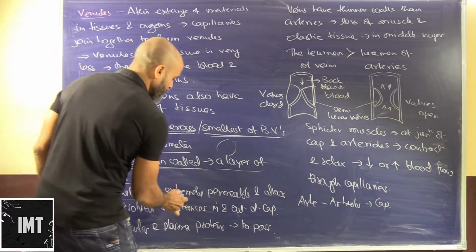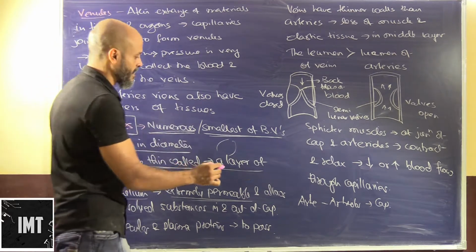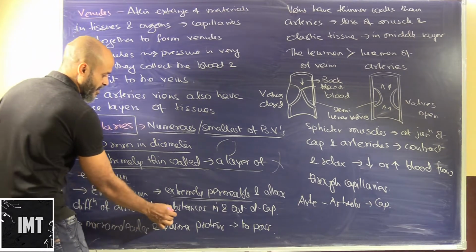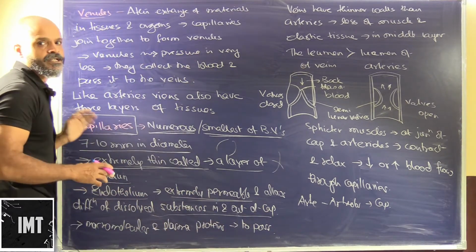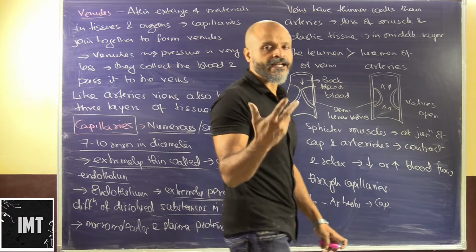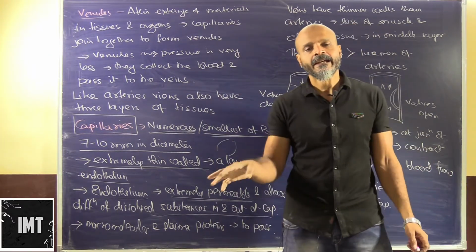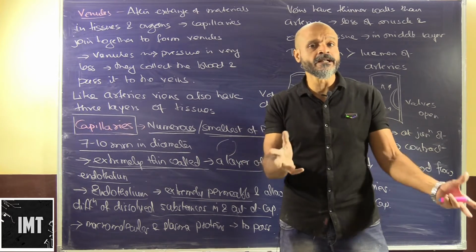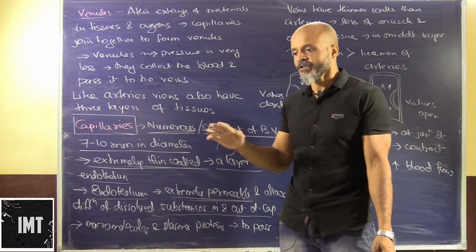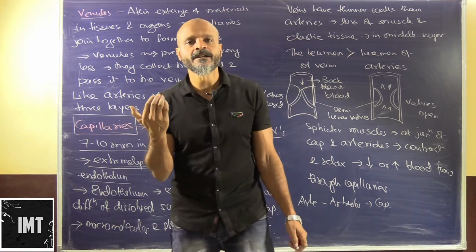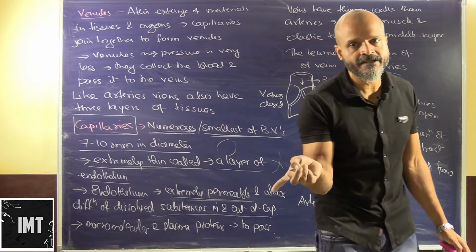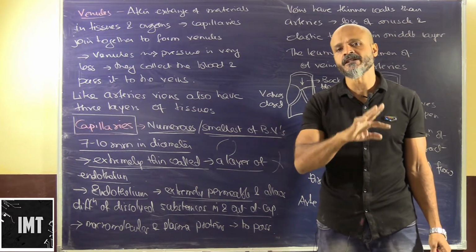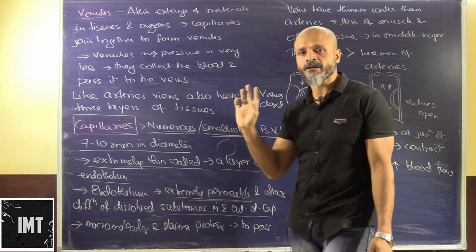The endothelial cells are extremely permeable and allow diffusion of dissolved substances in and out of capillaries. They have to be permeable because, as we see in a closed circulatory system, there is no direct interaction between the blood and the tissues. The blood flows through the capillaries, and the diffusion of oxygen from the capillaries to the cells of the tissues, and the collection of waste materials from the tissues back to the blood, happens by pure diffusion.